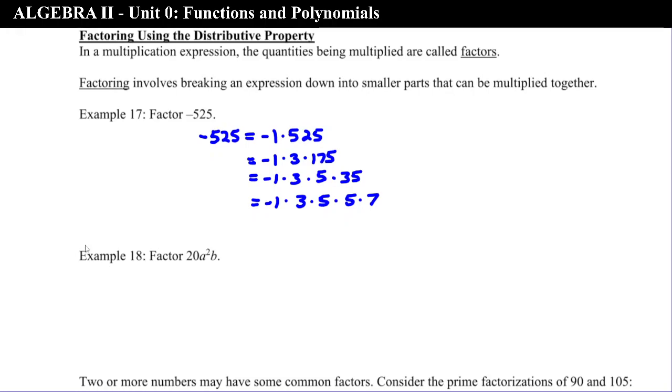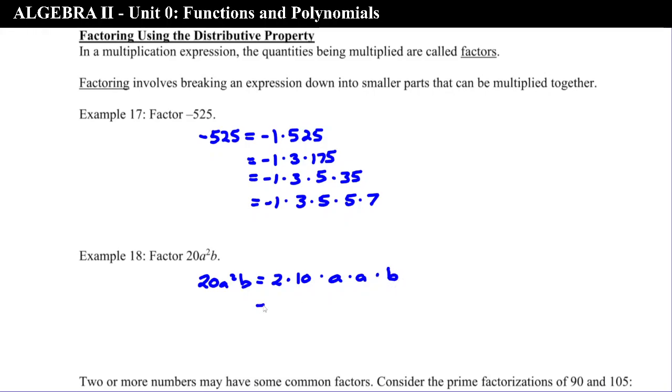Well, let's move down to this next example, because sometimes you're going to have variables involved. It's going to work very much the same way. We're going to break down the 20 first. So 20 can be broken down into 2 times 10. And then the a can be broken down into a times a, because it's a squared. And then we have a b on the end.